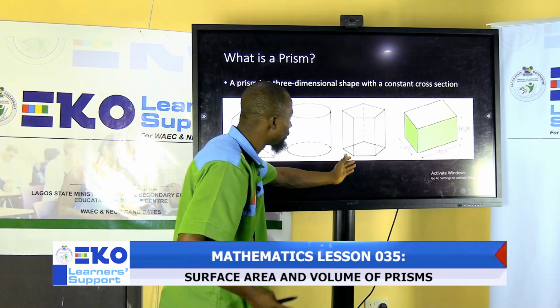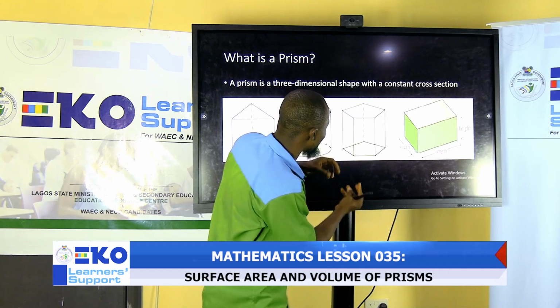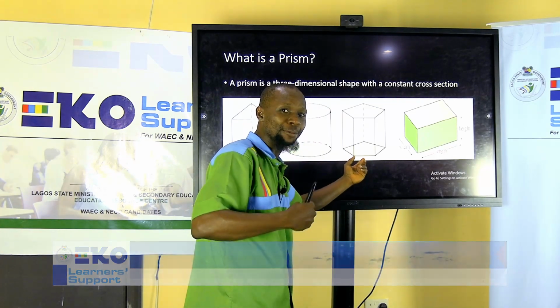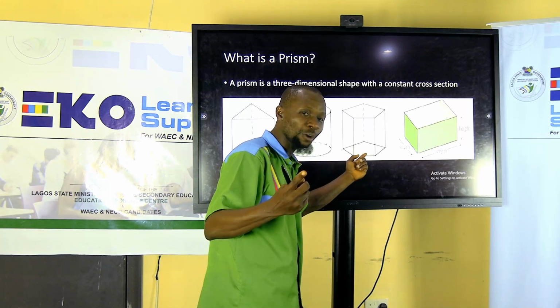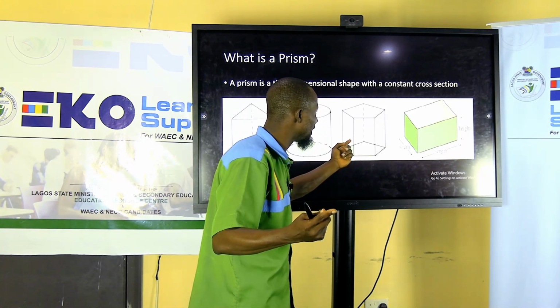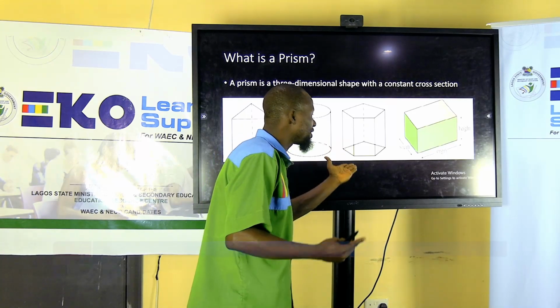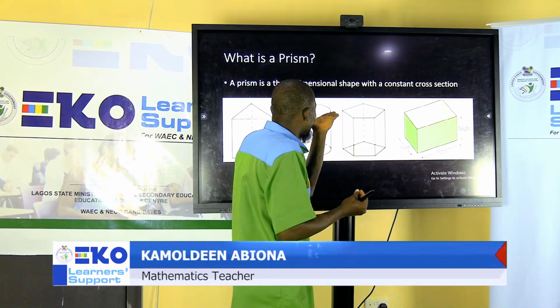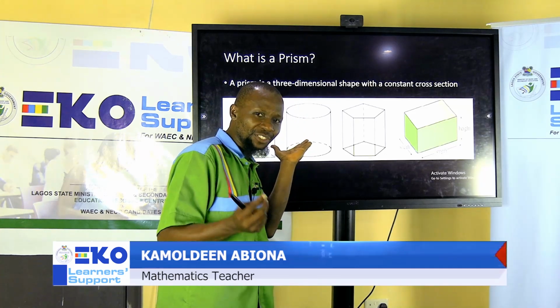Then we have another one. Look at the cross section. That is how you can determine the name. What shape is this? It's a polygon, right? But how many sided? 5-sided. That's a pentagon. So we can call this a pentagonal prism. So you can see how we derive the name.